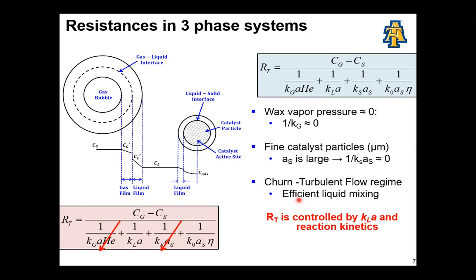So if I eliminate these two resistances, you look at the bottom left red equation, the pink box. If we eliminate the Kg and the Ks, you find that the resistance in this system only depends on the KLA, which is the liquid side mass transfer coefficient, and the reaction kinetics. K naught is your reaction rate constant. So this is the point you want to make here, right? You want to say that this molecule has a long trip, has to move from the bubble to the liquid to the solid, it has to travel through many things until it finally reacts.